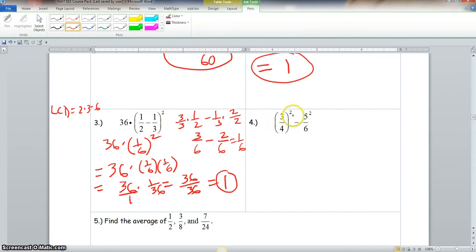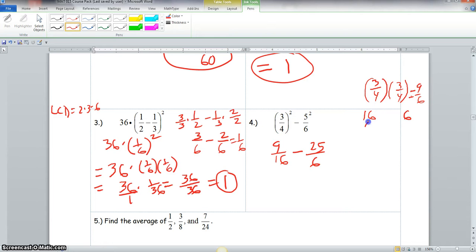So we know this 3/4 in parentheses squared is the same as, I'm going to write this on the side, 3/4 times 3/4, which we know is 9/16. So this is 9 over 16 minus, we would take this 5 squared, which is 25, over 6, because the only thing that's squared is this 5. Now if you notice here, we don't have the same denominator. So we have to find a common denominator.